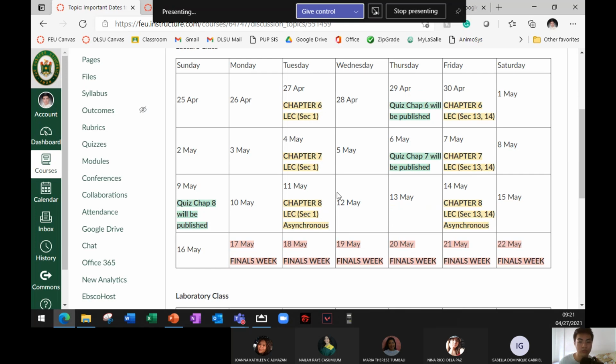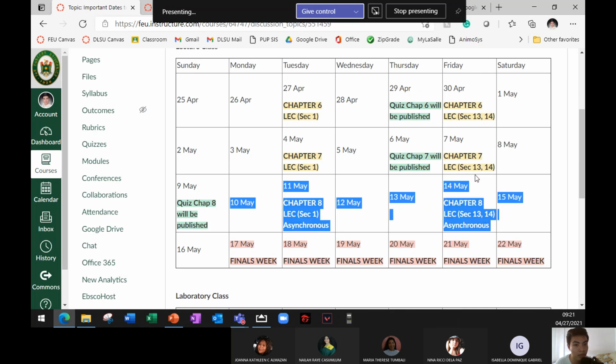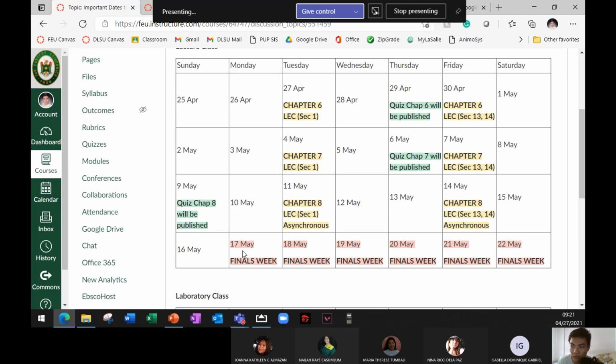But this is asynchronous. So I am making this last week asynchronous para you have more time to review for your finals. Again, the finals is on May 17 to 22. Please be reminded. Pakisulat na sa calendar nyo. So, I expect you to create a similar calendar. Kaya nagganito na rin ako, para alam nyo gagawin natin. Okay. So, good luck, no?